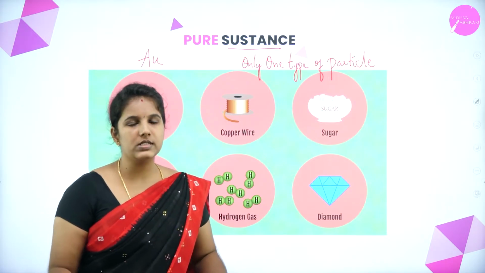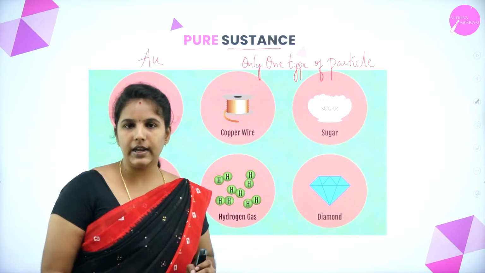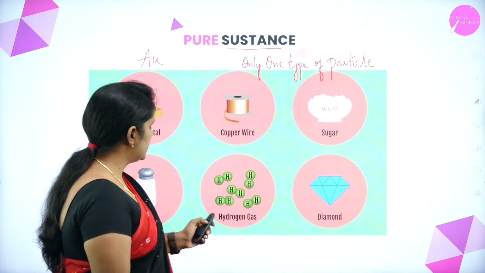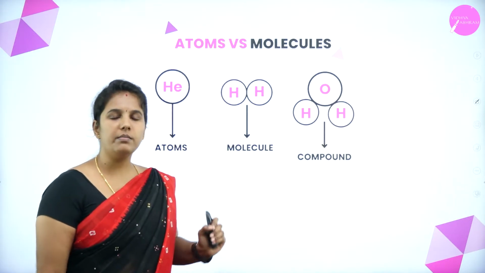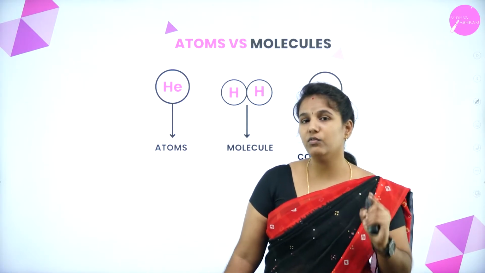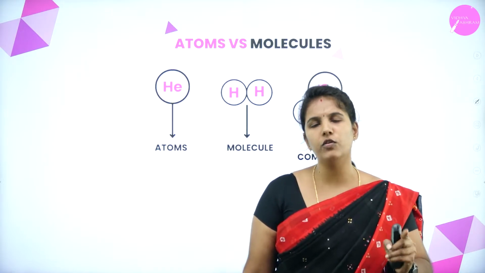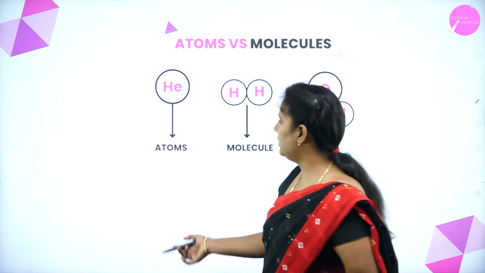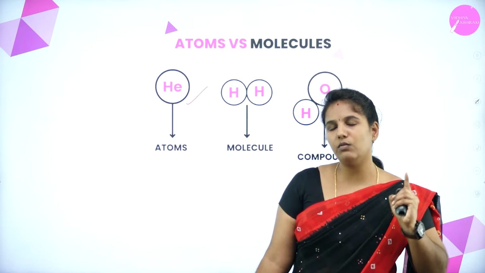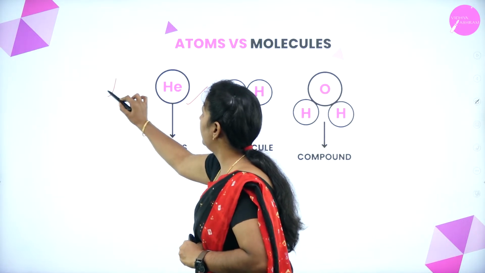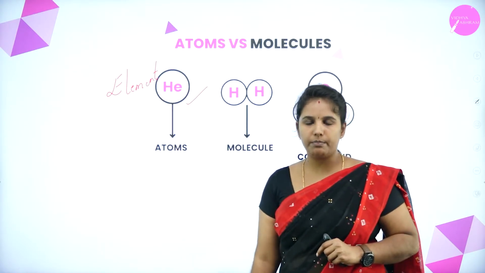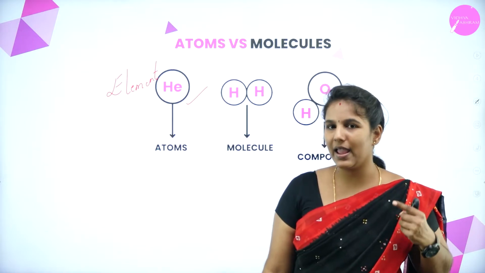Again, these pure substances will be broadly classified into two types. Which are those? Elements and compounds. So let's see what an element is. Remember, elements consist of only one type of atom. Elements are made up of only one type of atom. For example, here I have taken helium, an element which is made up of only one type of atom. So this is an element.